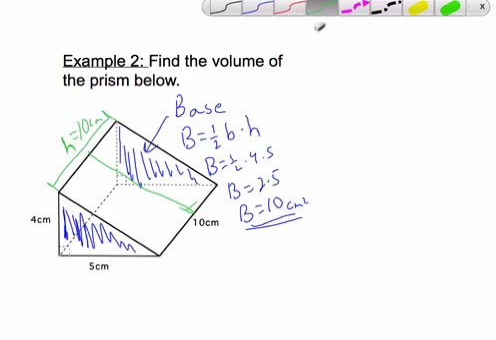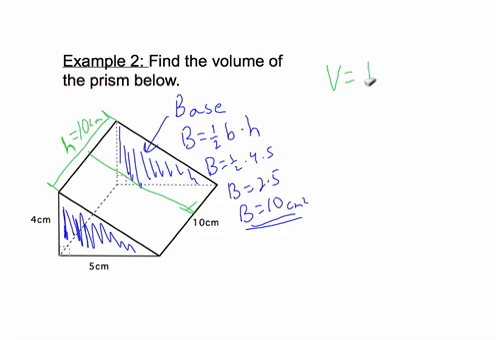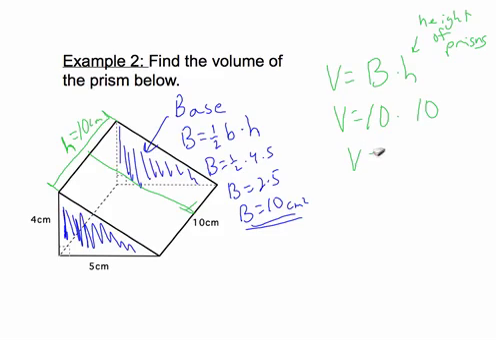So we use our volume formula now. Volume equals area of the base times the height of the prism. Not the height of that triangle which we had before. So the volume equals 10 times, well, 10 is the height as well. So volume equals 100, and our units are cubic centimeters.